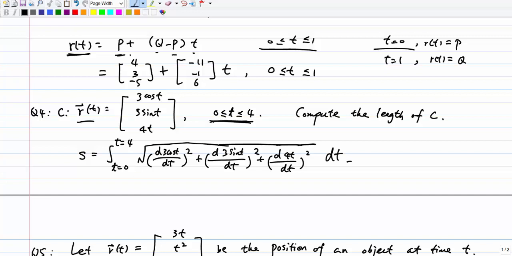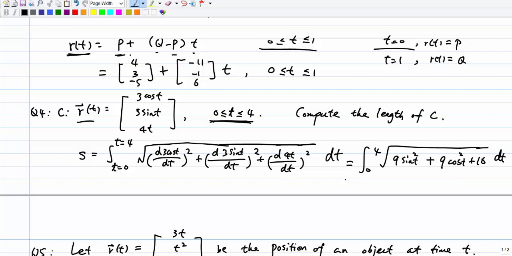Okay, if you do this, the integral goes from 0 to 4, of the square root of the derivative of this first component, 3 cosine t with respect to t, which is negative 3 sine t. You take a square, it will be just 9 sine squared t. And the second one is 3 sine t, whose derivative with respect to t is 3 cosine t. You take a square, it is 9 cosine squared t. And then the derivative of 4t with respect to t is 4. 4 squared is 16. Okay, times dt.